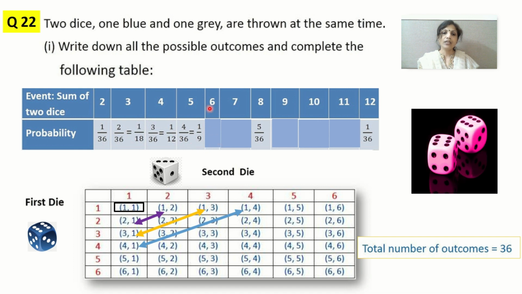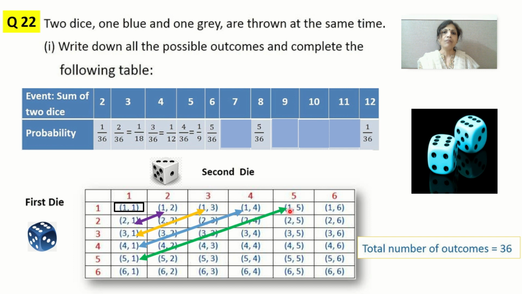Next is, what is the probability that the sum on the dice is equal to 6? Let's find out here in the sample space where the sum of the numbers on the top of the dice is equal to 6. Have a look at this line. The line passes through 5 favorable outcomes. So probability is 5 upon 36.